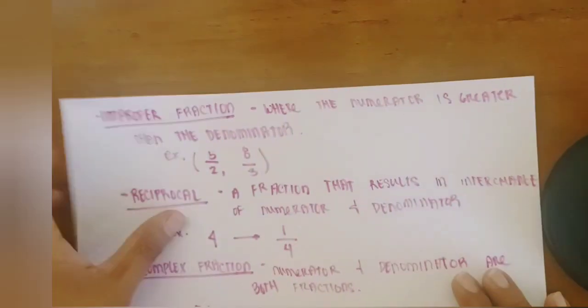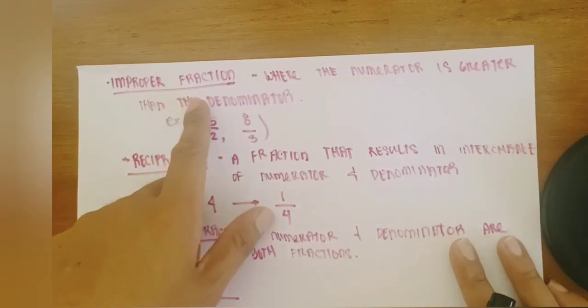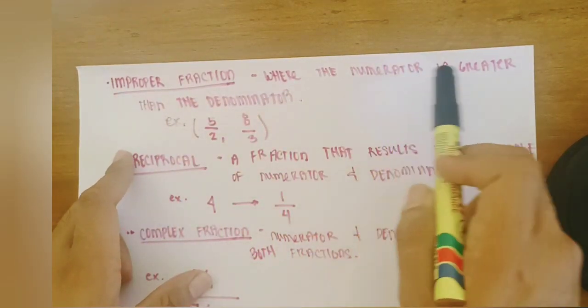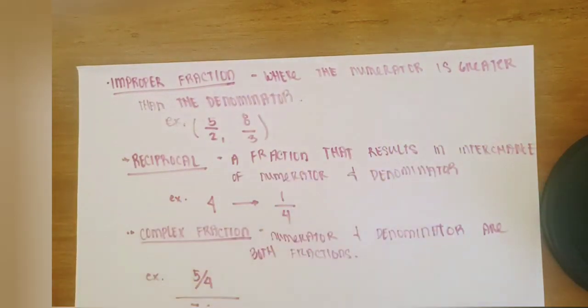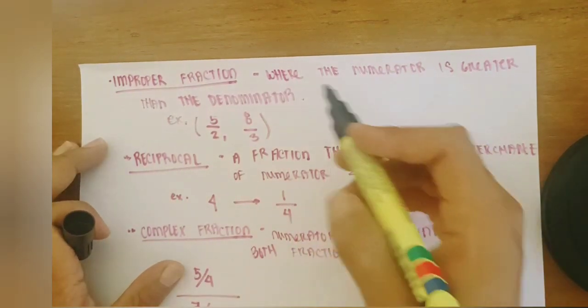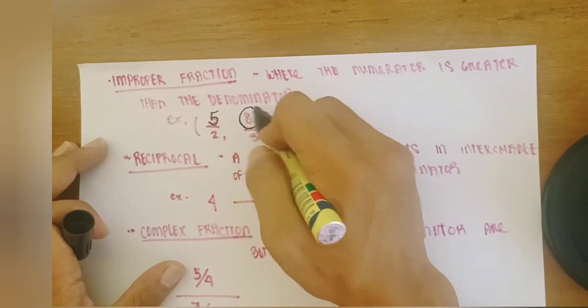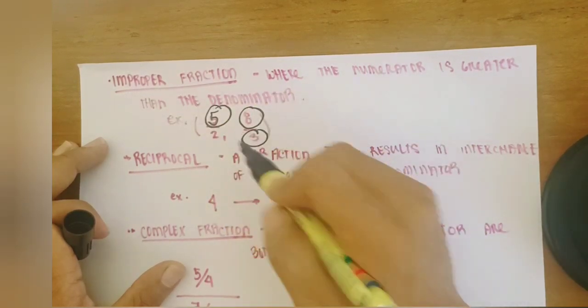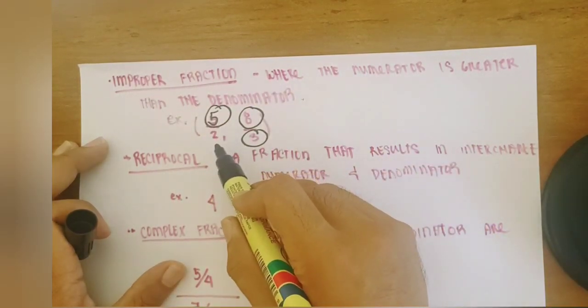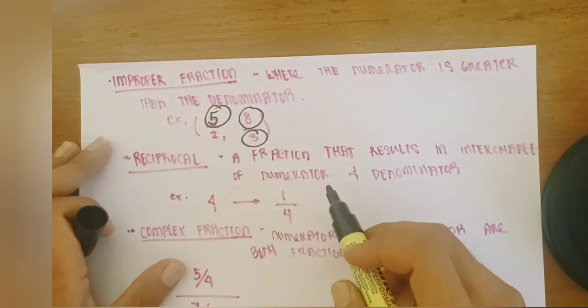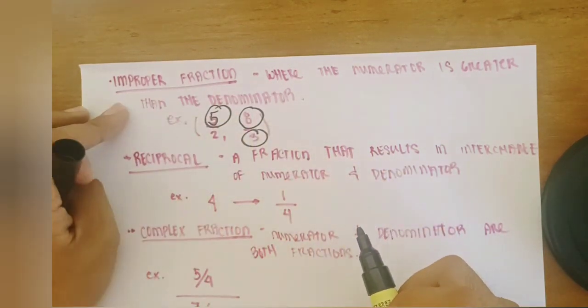Next. Improper fraction. Improper fraction is where the numerator is greater than the denominator. So, basically, pwede lang natin sabihin na basta, mas malaki lagi ang numerator kaysa sa denominator. Kaya 5 over 2, 8 over 3. That's what an improper fraction is.